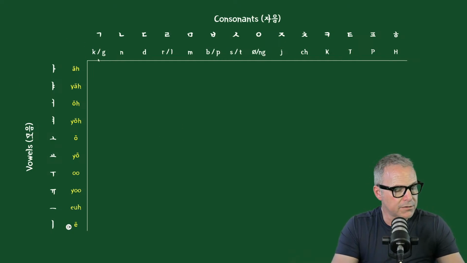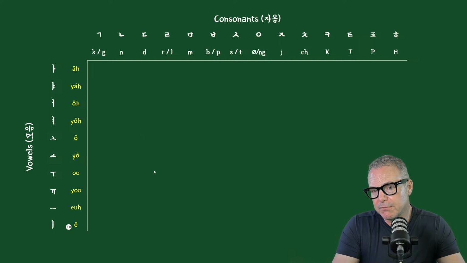Now, what we're going to do is start combining each of these consonants with the ah vowel. By the way, if you want to run through with me here, the vowels are simply this. You can listen and repeat. Ah, ya, uh, yuh, o, yo, u, yu, eu, i.